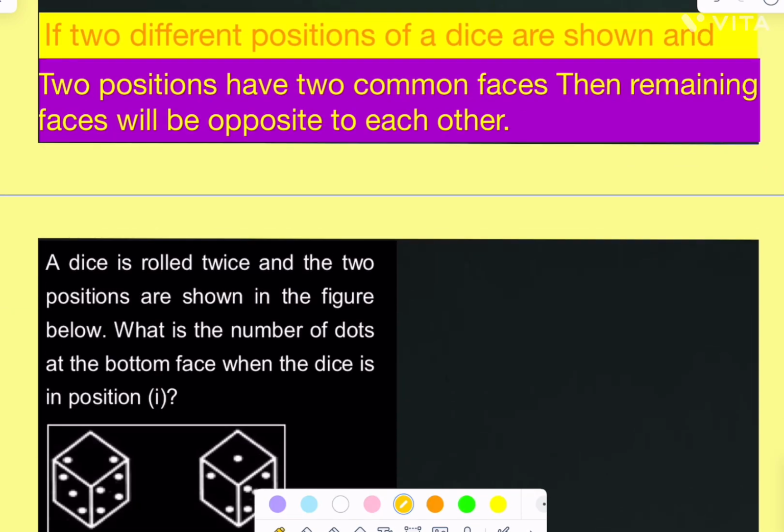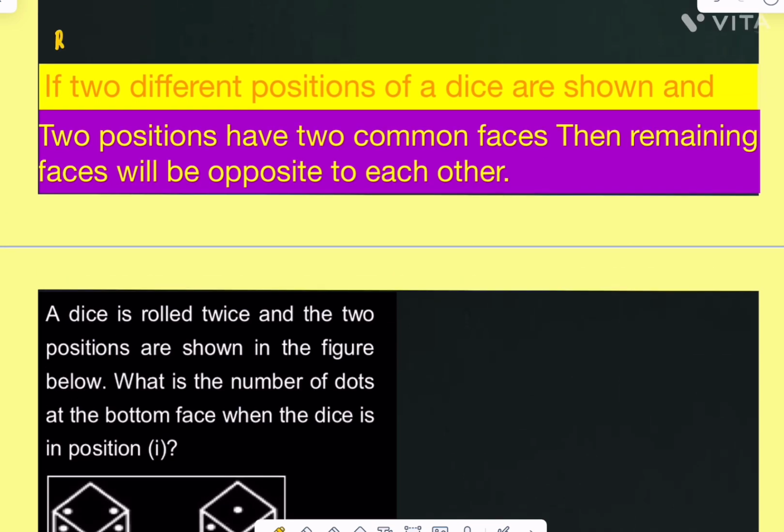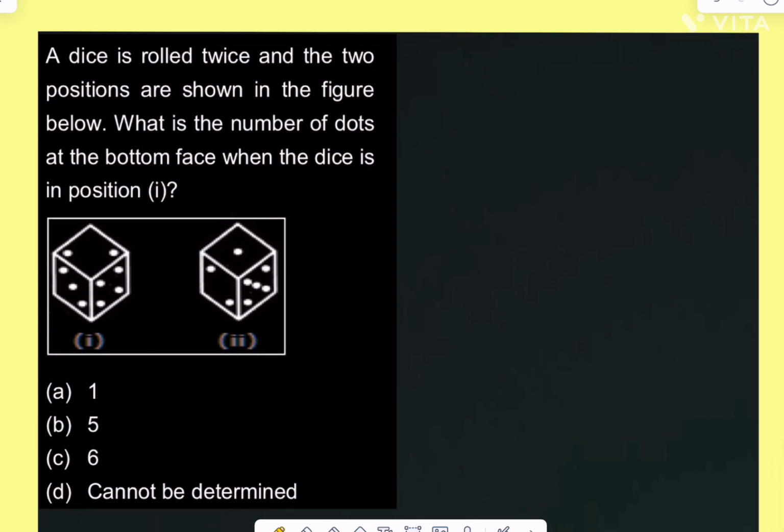And see this one, and one more rule on cubes, right? Rule number 2, we will check once. If two different positions of the dice are shown here, and the two positions have two common faces, then the remaining faces will be opposite to each other, right? And see here, a dice is rolled twice, and two positions are shown in the figure below. What is the number of dots on the bottom face of the dice shown in figure number 1? They are asking like that.